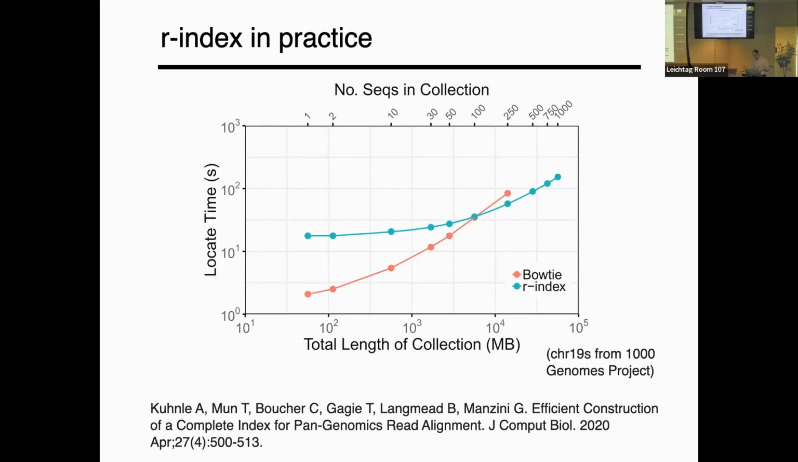Bowtie, which is no surprise, is a finely tuned piece of software. It's been used for years and years, and is very fast when the number of sequences in the collection is small. But there is eventually a point where, first of all, it fails to even build the index. That's where it falls off the plot, but then it also becomes slower than the R-index for its locate queries. So it was competitive, right?